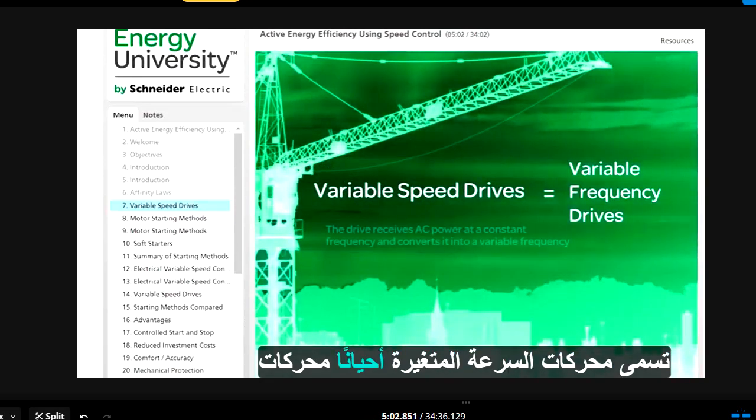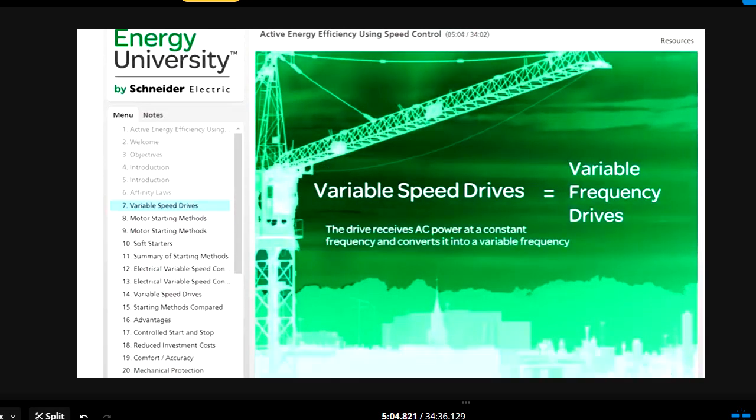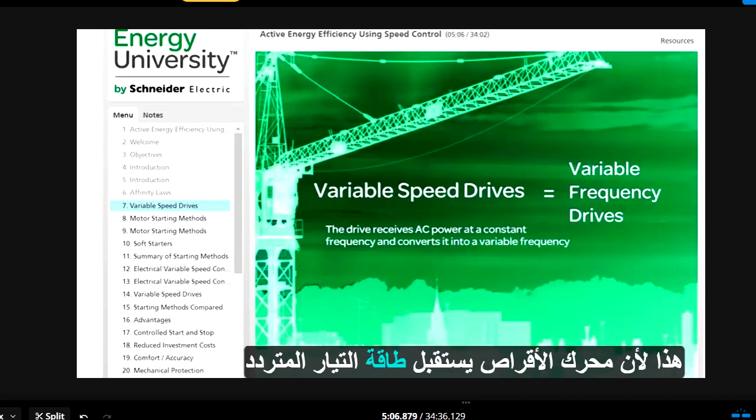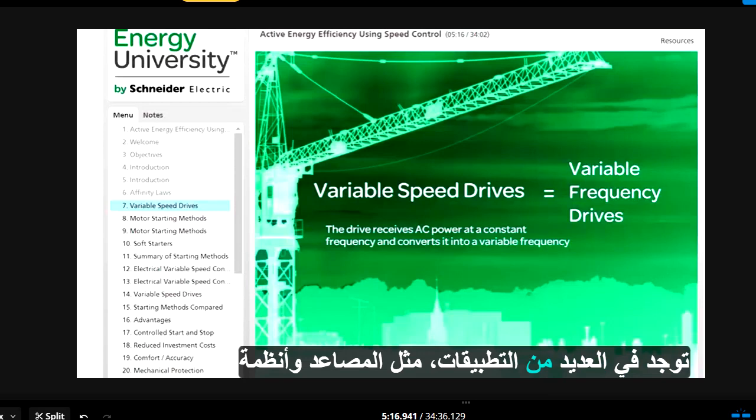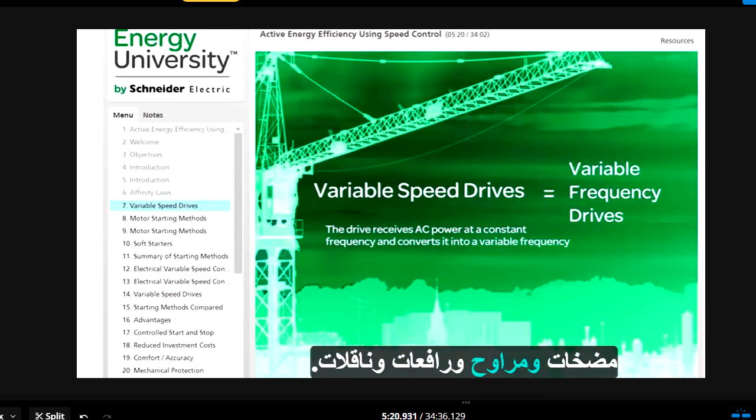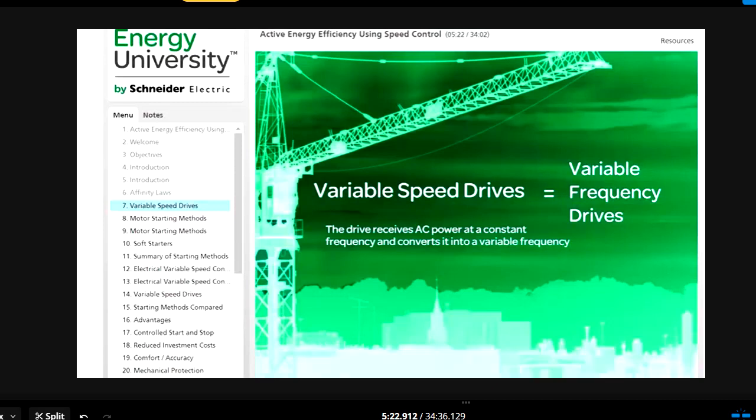Variable speed drives are sometimes called variable frequency drives. This is because the drive receives AC power at a constant frequency, such as 50 or 60 Hz, and converts it into a variable frequency for supply to the motor. They are found in many applications such as elevators, HVAC systems, pumps, fans, cranes, and conveyors.